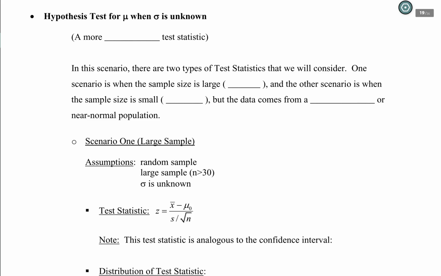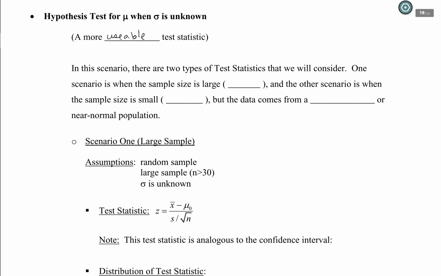Okay, so moving on from a hypothesis test situation when sigma is known to one where sigma is unknown, this is the more usable test statistic, or the more practical test statistic. Again, sigma is a population parameter. We're typically not going to know it. So in this scenario here, there are two types of test statistics we're going to consider.